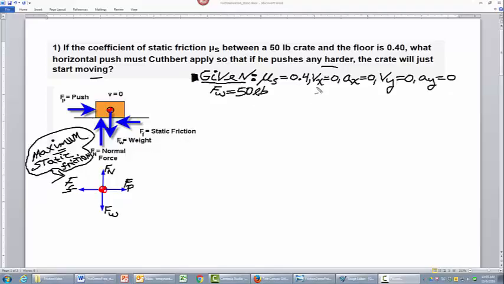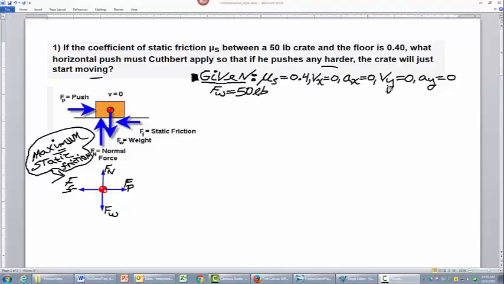V sub x, the velocity in the x direction, is 0 because the crate is at the threshold of motion. It is not yet moving. The acceleration, a sub x, in the x direction is also 0. This means that all the forces are balanced along the x-axis by Newton's first law.